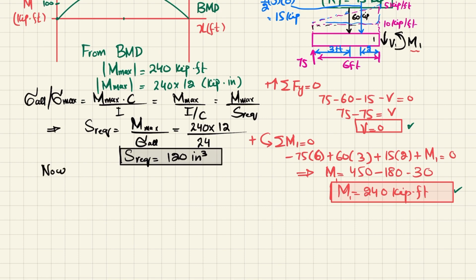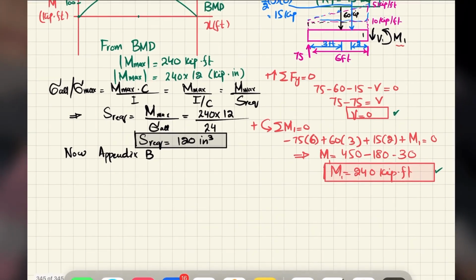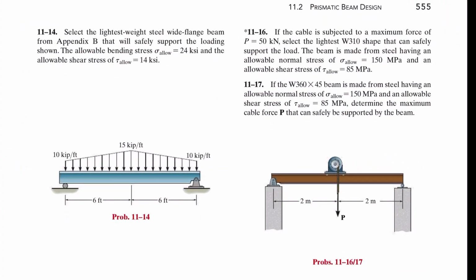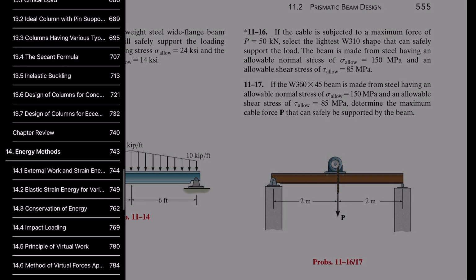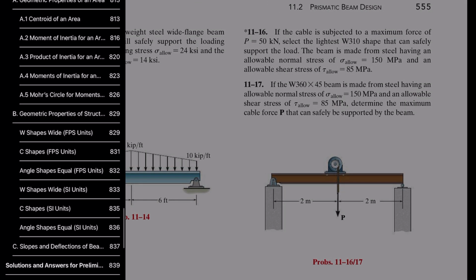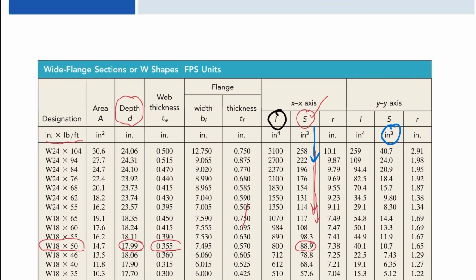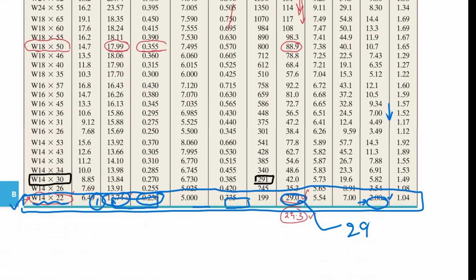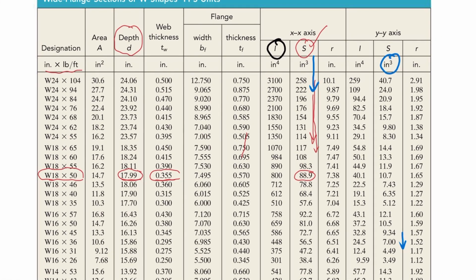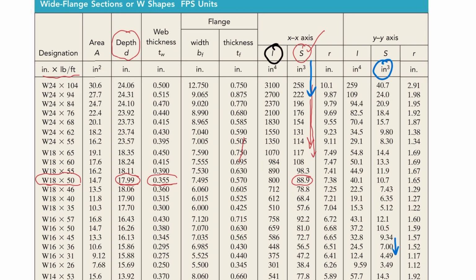Now we will go to Appendix B, and we will check the required section modulus that is near to 120 and the lightest wide flange beam. So I will move toward this. You have to go to the end of the book, Appendix B, wide flange beam. So we will check from the start. Let me select the pen. Okay, so we will select this blue pen.